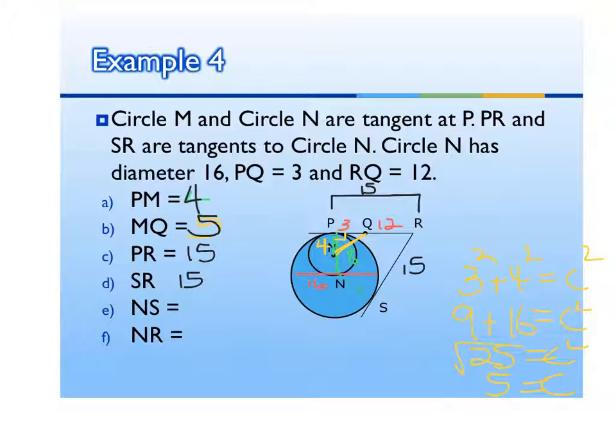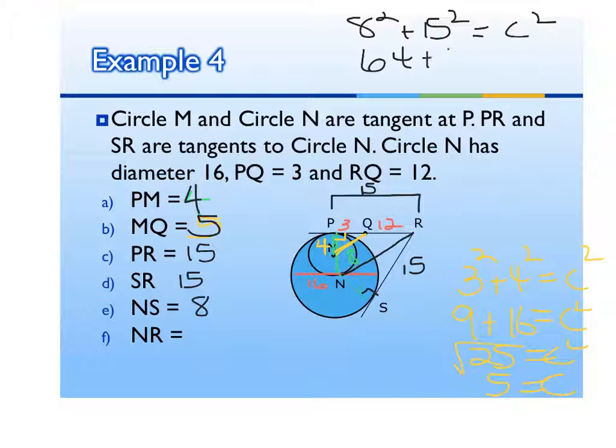NS is 8. Good. Okay? The radius anywhere is going to be 8. Now, NR, we have to do the Pythagorean theorem. So NR is going to make the right angle here. So I can do the Pythagorean theorem, or it's a triple, either way. But 8 squared plus 15 squared equals C squared. 64 plus 225 equals C squared. And then we'll add this up and get 289. When I square root 289, my length is 17.